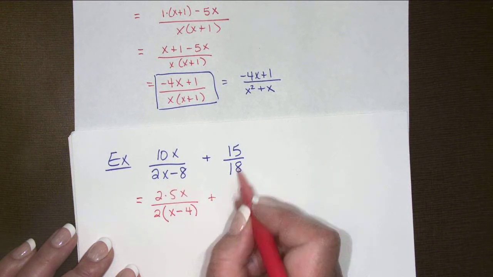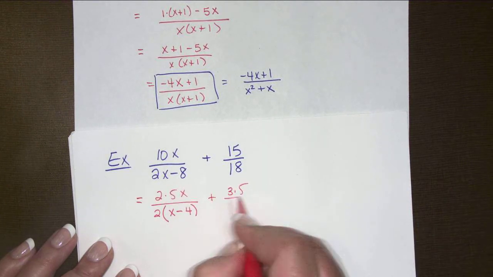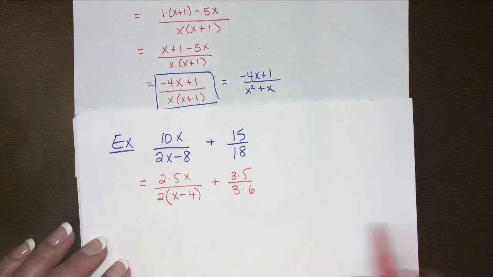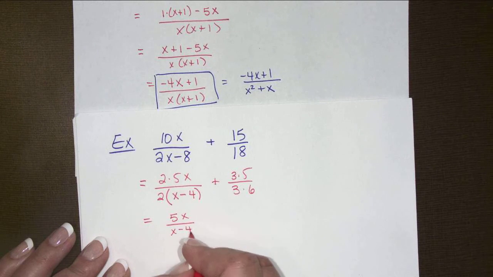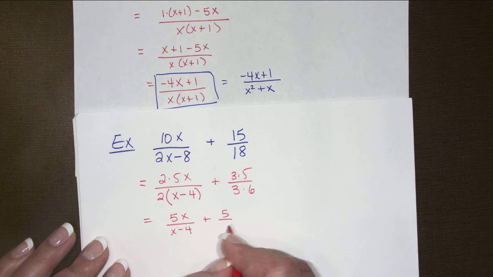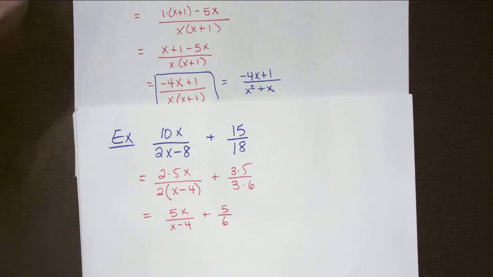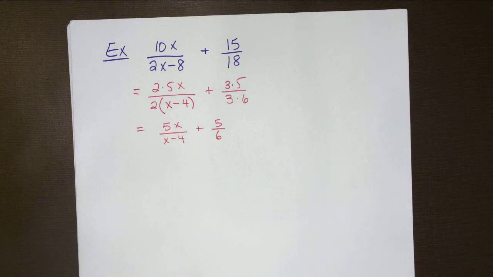What are we going to be able to cancel out of 15 and 18? 3? 3 times 5 and 3 times 6? Sure. So this will be 5x over x minus 4 and 5 over 6. So making it smaller before you start is usually a good thing to look for. Can I simplify it? Then do your common denominator.